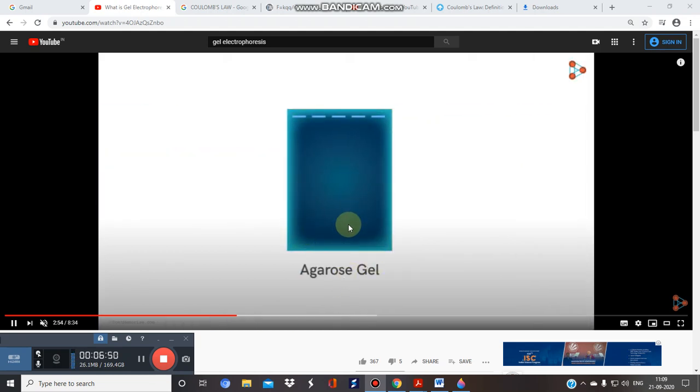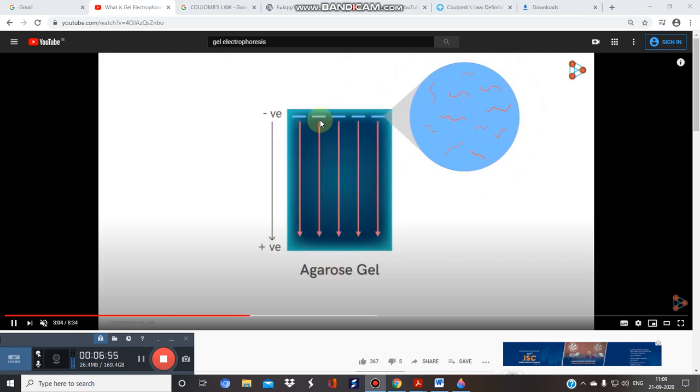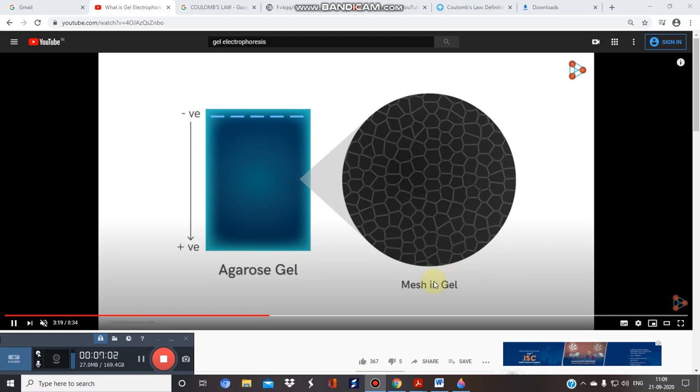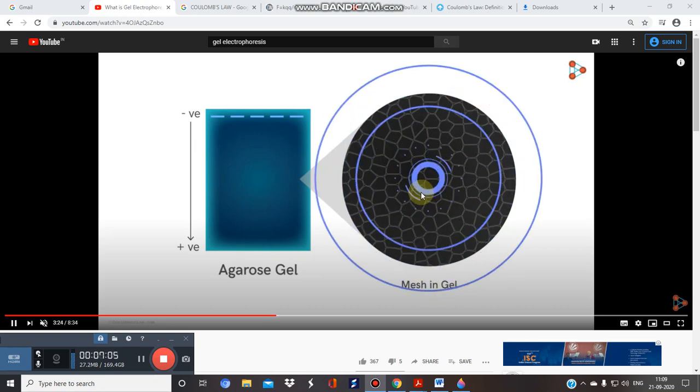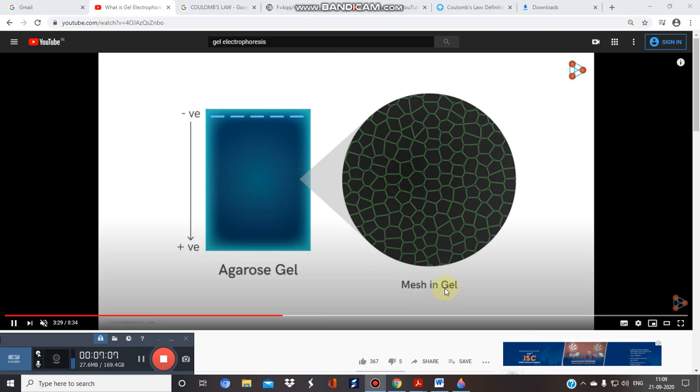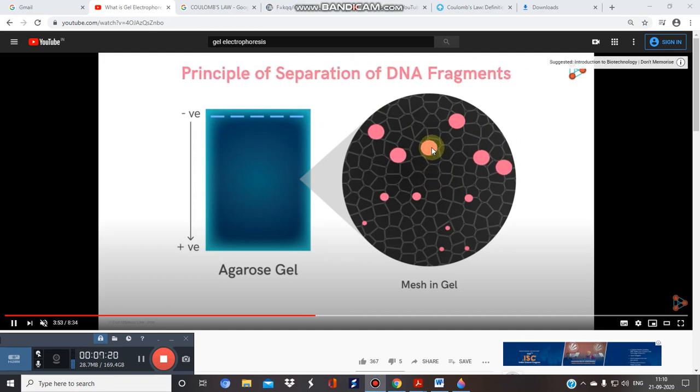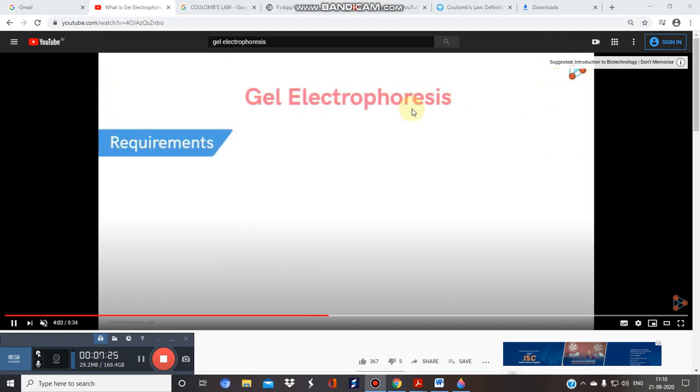Okay, and suppose this is agarose gel. It contains, look at this, this is the movement of the different types of molecules, DNA fragment molecules. Some of them are smaller, some of them are larger, and this is the mesh in the gel. So this is the overall structure view of the gel, or the mesh in the gel. In this way, the molecules which are smaller in size can easily pass through, but the larger molecules of the DNA, we know, will move slowly. Okay, so this is the principle involved in the separation in gel electrophoresis.